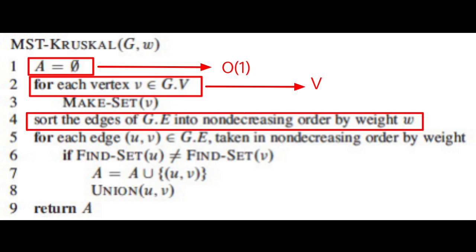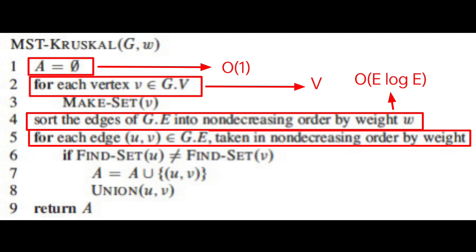Line number 4 sorts the edges of the graph in non-decreasing order of their weights w, and the best known time complexity of a sorting algorithm is O(n log n), where n is the number of elements to be sorted. In this case, we are sorting the number of edges E, and hence the time complexity of line number 4 will be O(E log E).